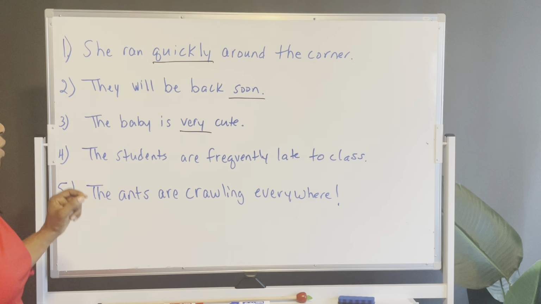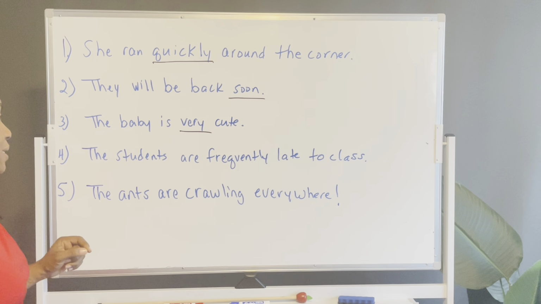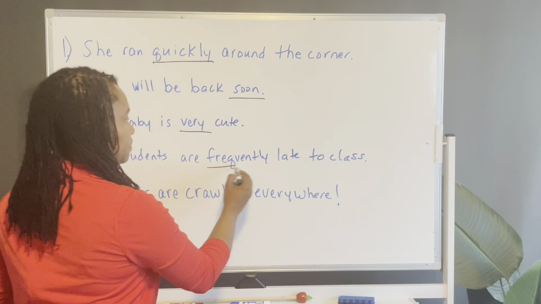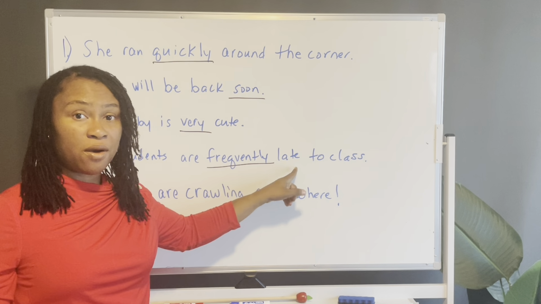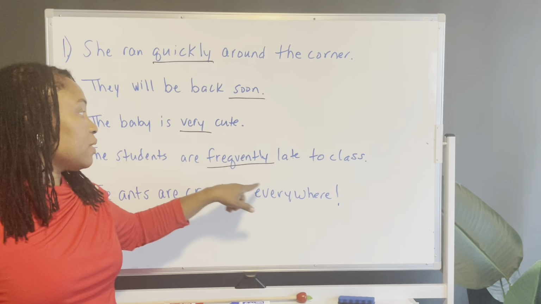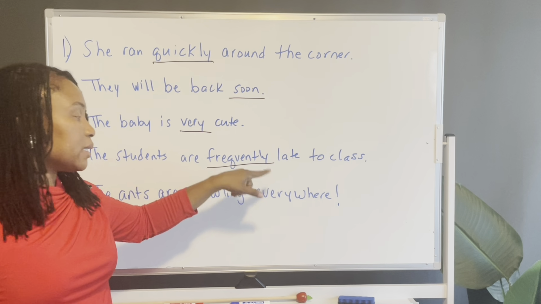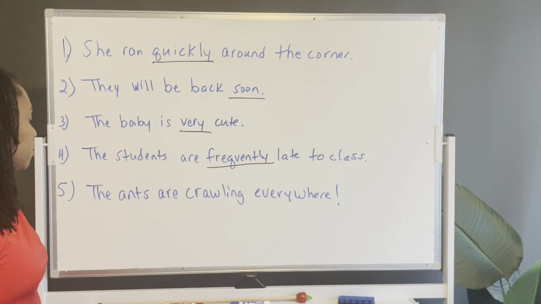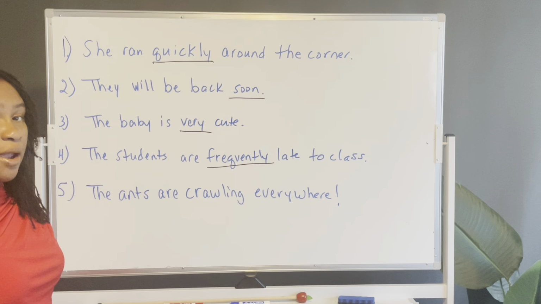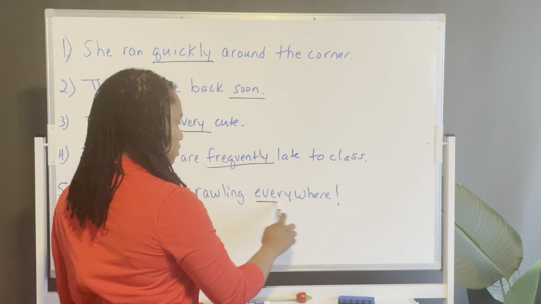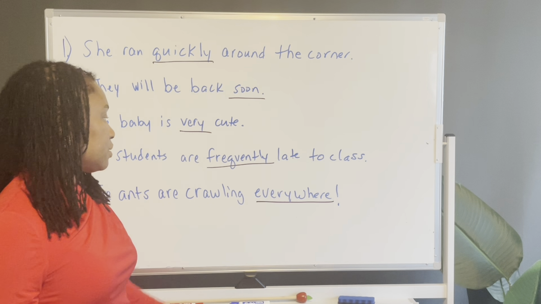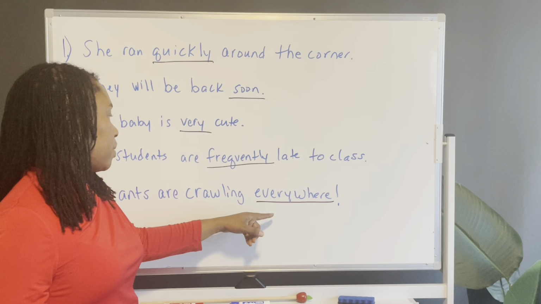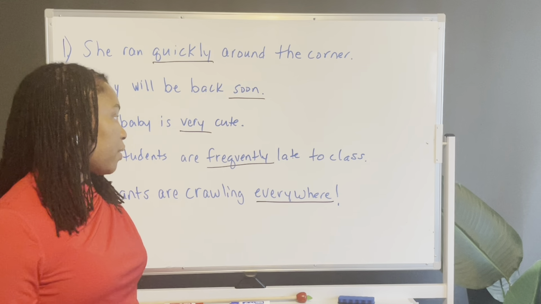Number 4, the students are frequently late to class. How late? Frequently late. Okay, so it's describing how late they are, which is an adjective. Late is an adjective. So it's describing how late, frequently late. Number 5, the ants are crawling everywhere. Everywhere is the adverb. Okay, it's telling where. They're everywhere.